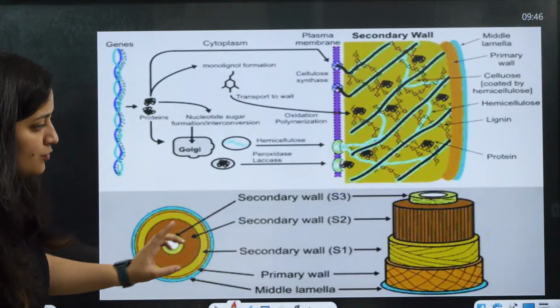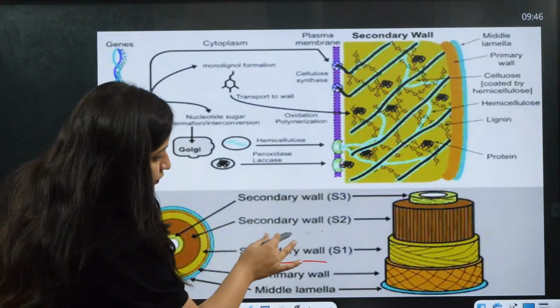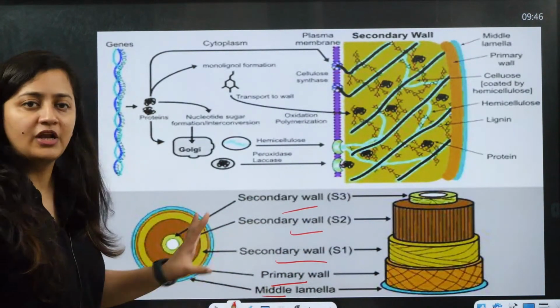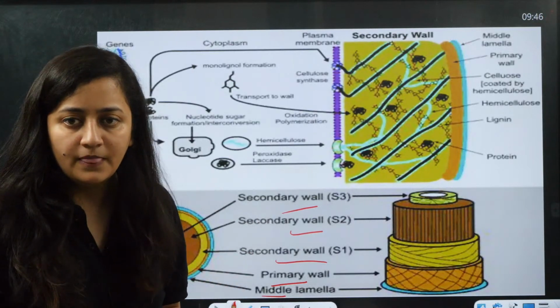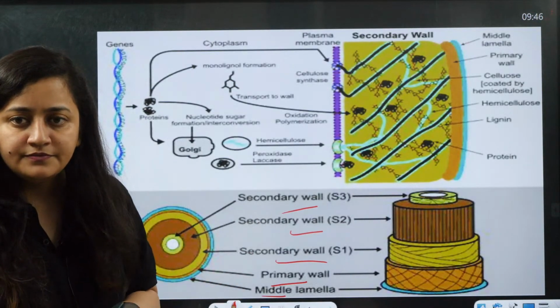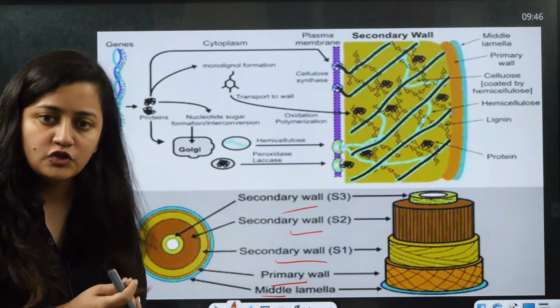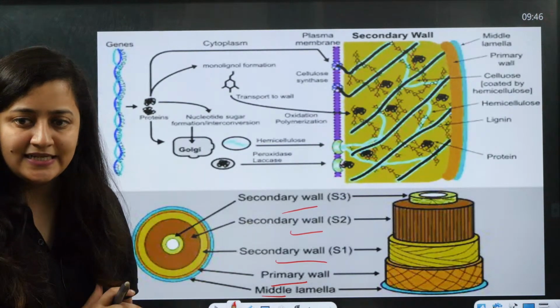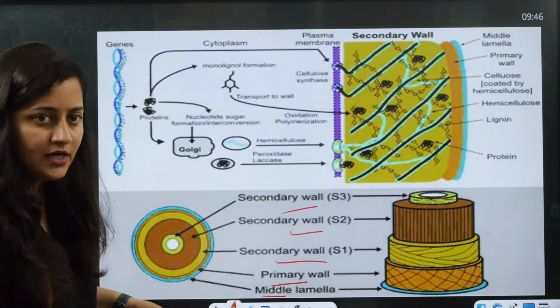So see one more diagram. So secondary cell wall, S1, S2, S3, primary cell wall and middle lamella. I hope it is clear to you. Is that clear? Sure, bache? Sure?